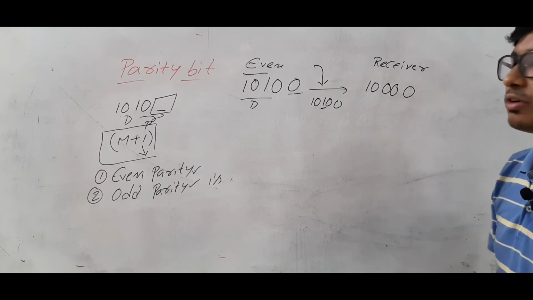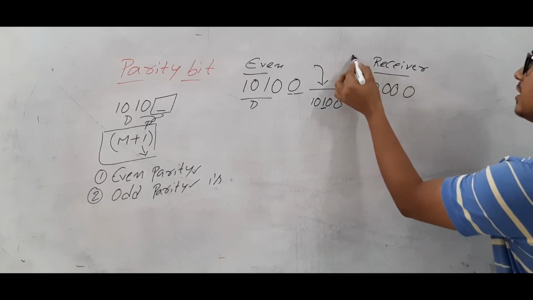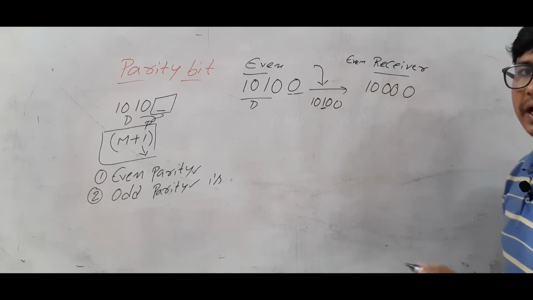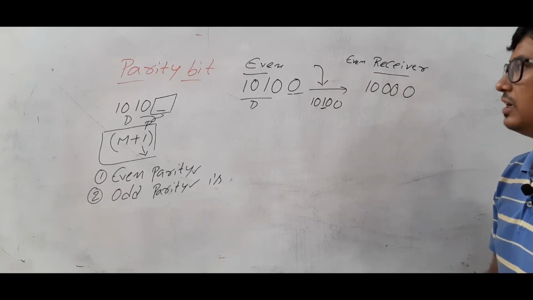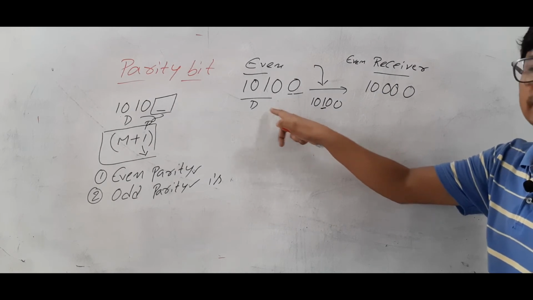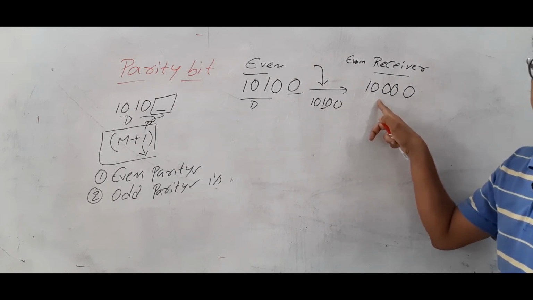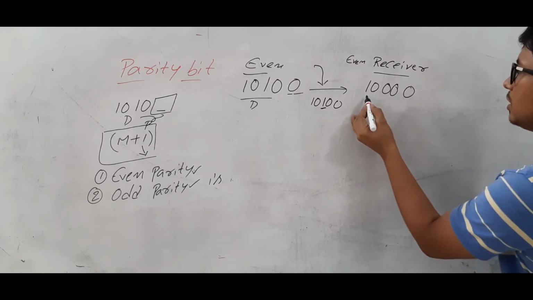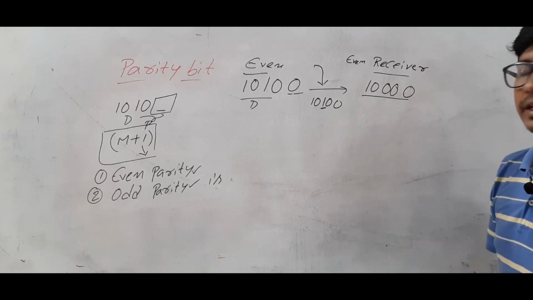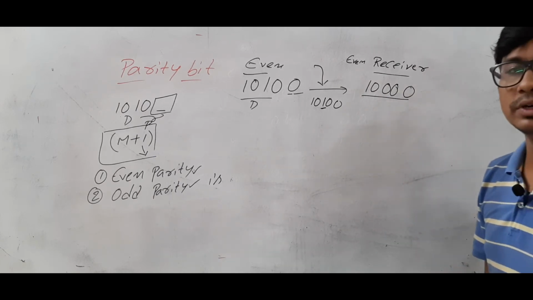Now what will the receiver do? Again, it will apply the even parity mechanism. We will call it the even parity checker. This side we are doing the parity generator, and this side we are doing the checker. Now if it is an even parity, the number of 1s should be how much?